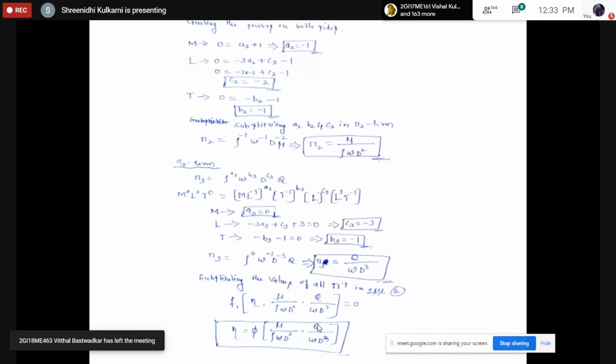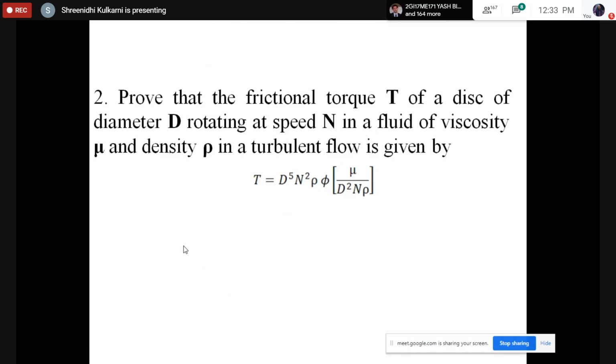Yes, sir. Okay, I hope everyone understood how to solve by using Buckingham's pi method when the number of variables is given. Okay, I'll move to the second problem. Suppose you have any doubt, just note down your doubt and later you can ask. So note down the second problem.